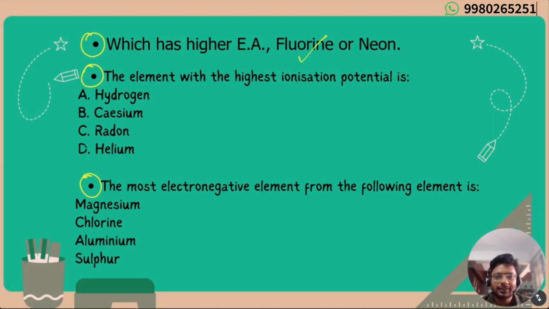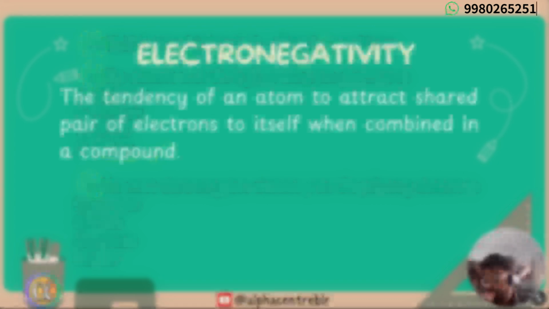Hydrogen. Sorry, helium. Helium. Yeah. It's in the top right corner. The most electronegative element from the following elements is, oh, we haven't done electronegativity, so we'll leave that. We'll see that in the next part.